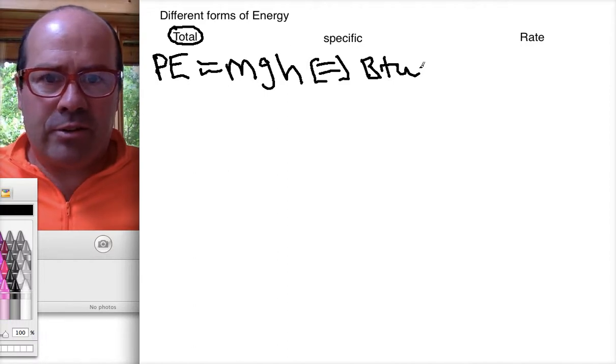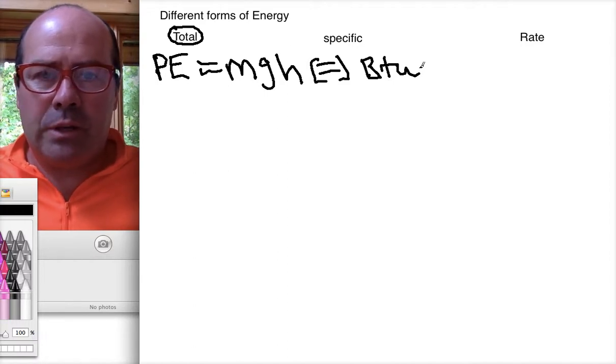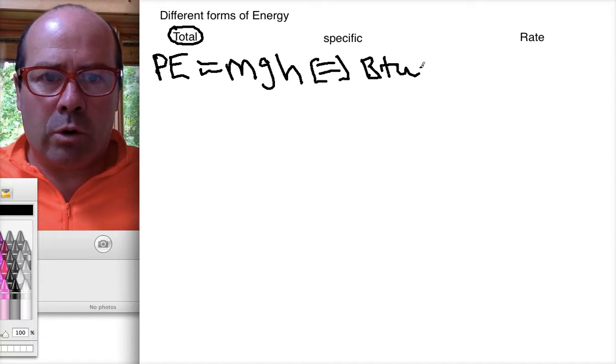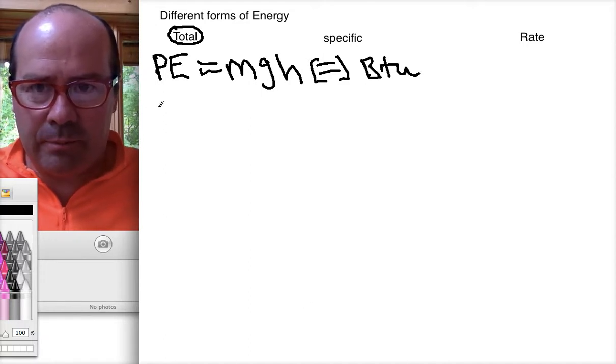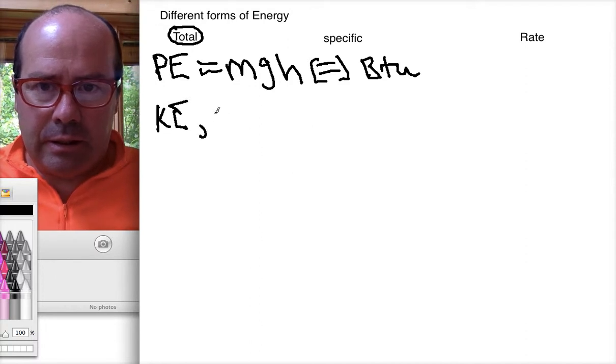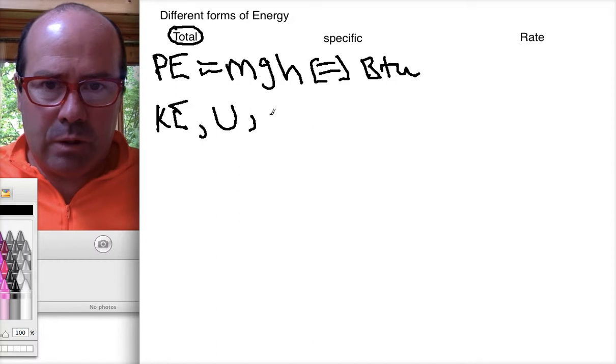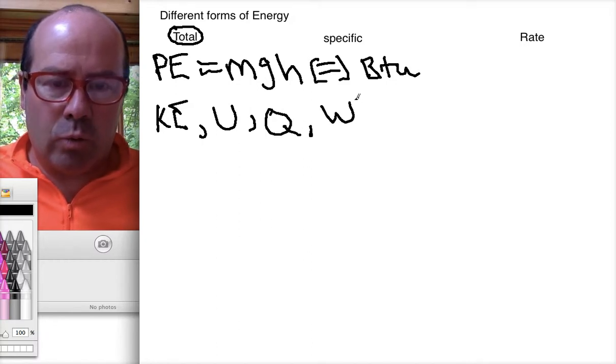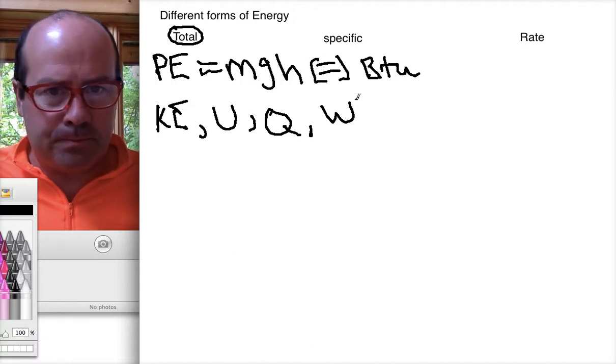Now, I would have the same thing with kinetic energy, internal energy, work, and heat transfer. Let me just go ahead and make the list. Kinetic energy, internal energy, big U, heat transfer, and work, all capital letters.